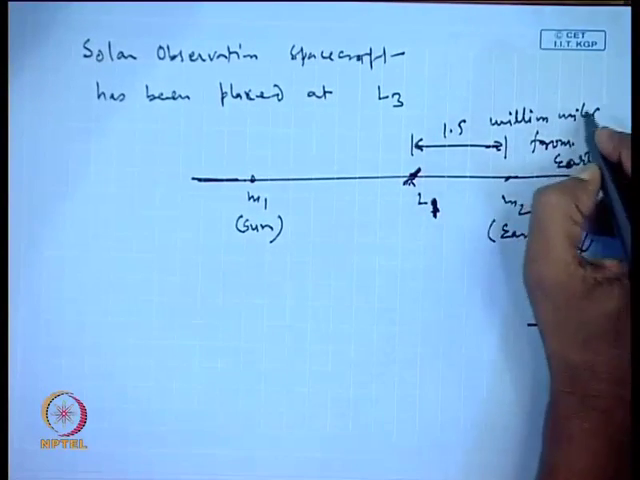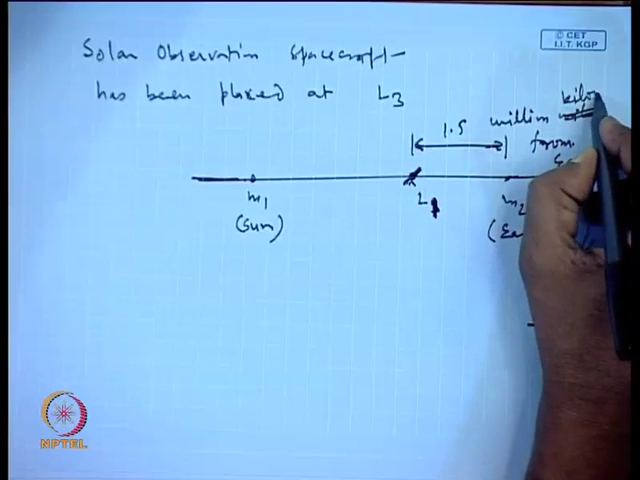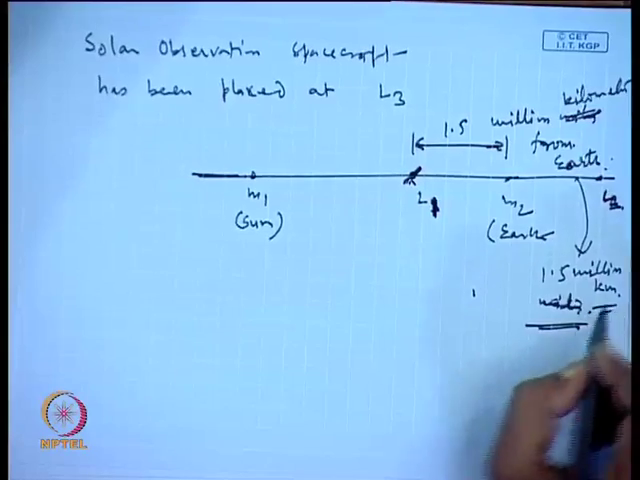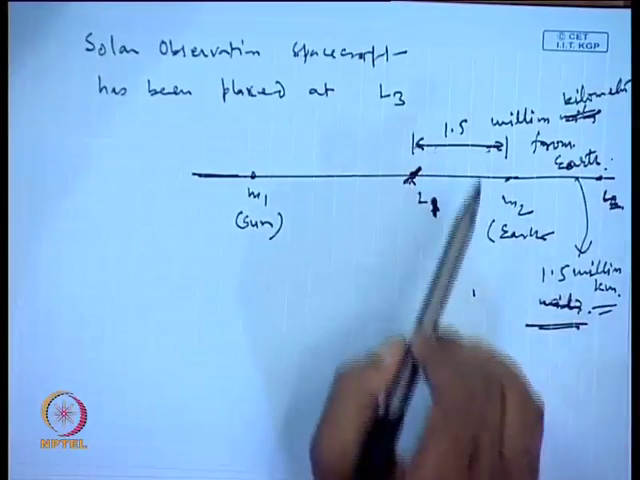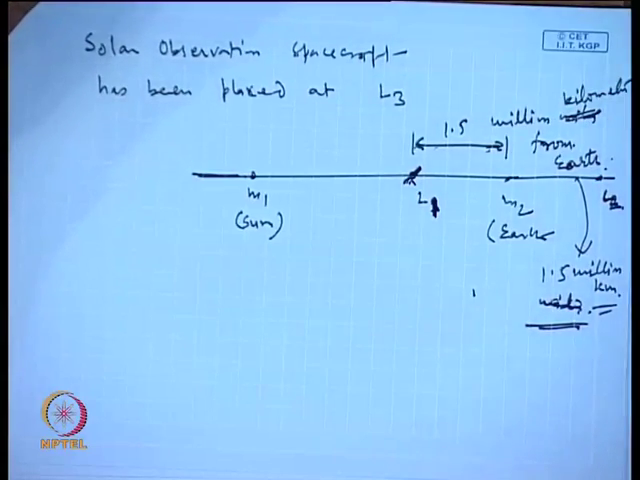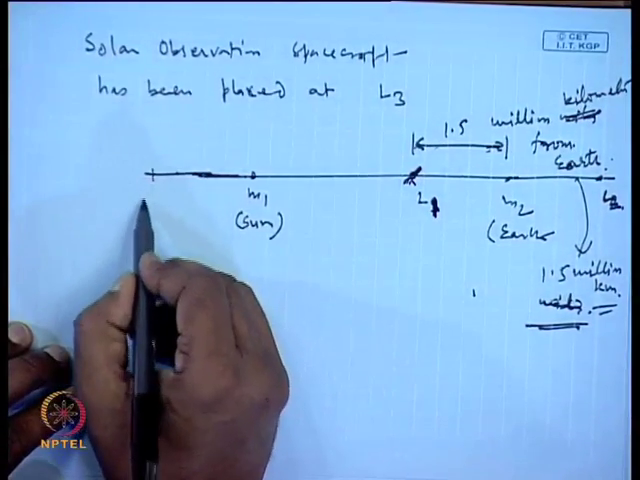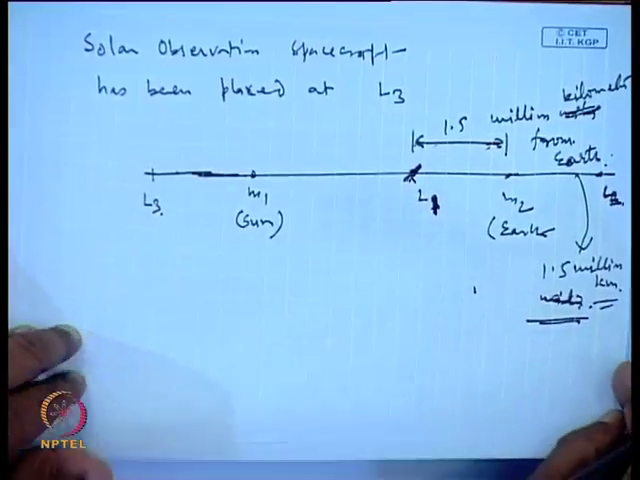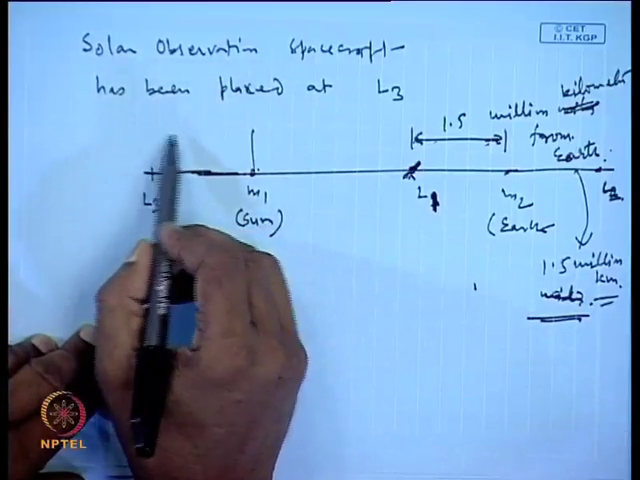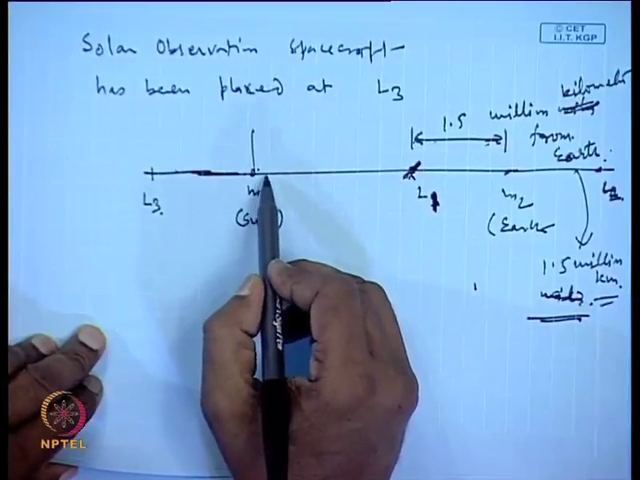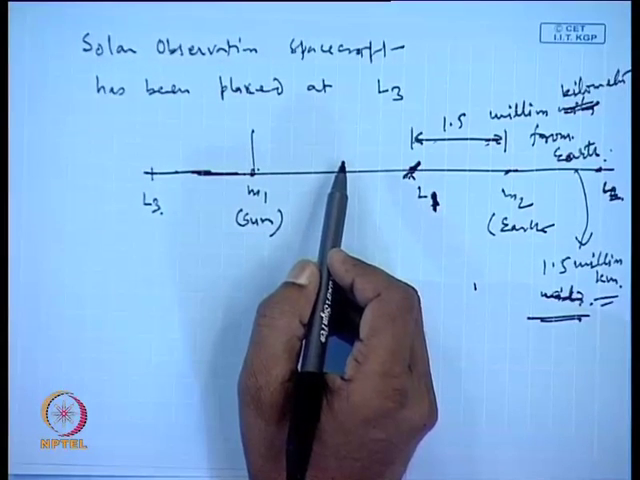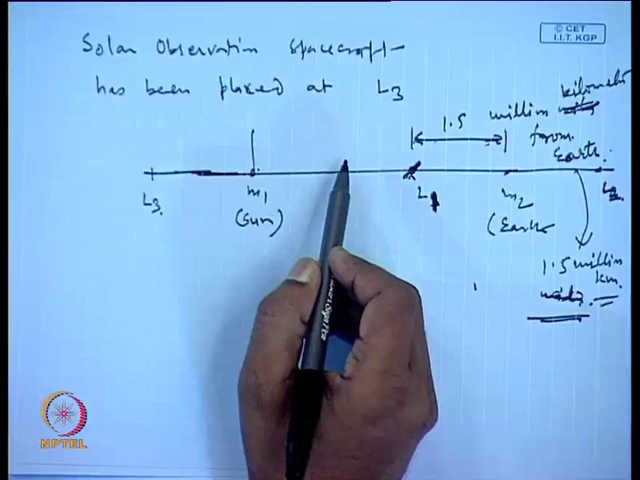This is million kilometers, sorry, this is kilometers, million kilometers. 1.5 million kilometers on this side and 1.5 million kilometers on this side. Okay, and L3 is lying here. Okay, so, for calculating all these distances, if we solve these equations numerically, all these distances can be found out.